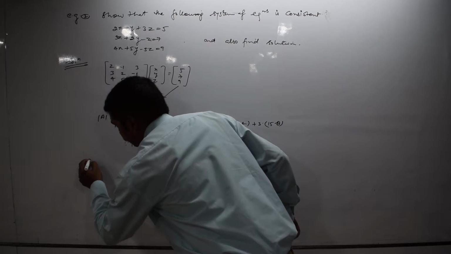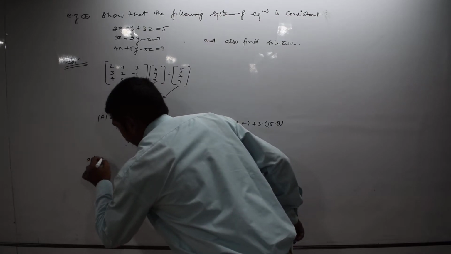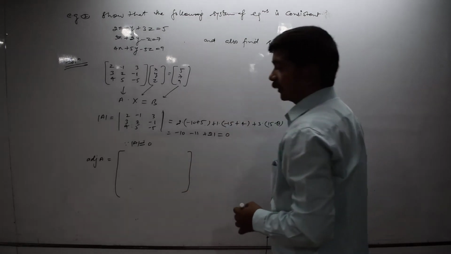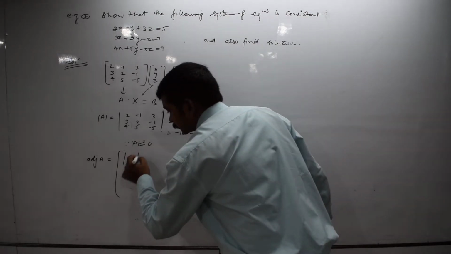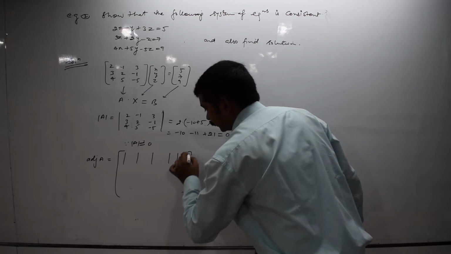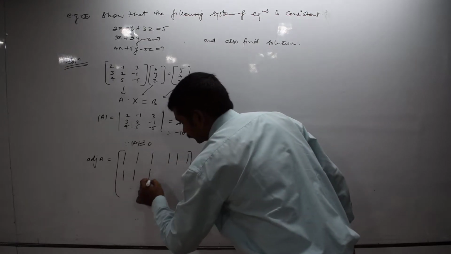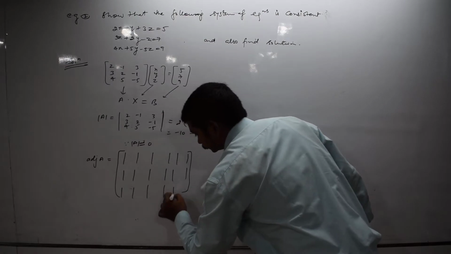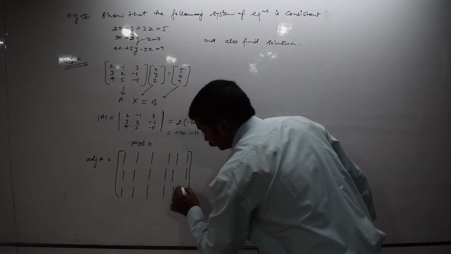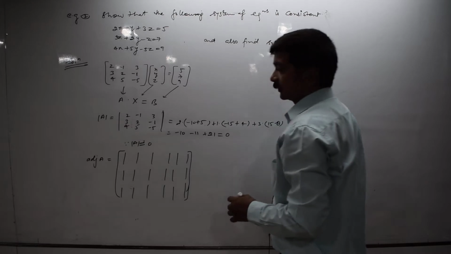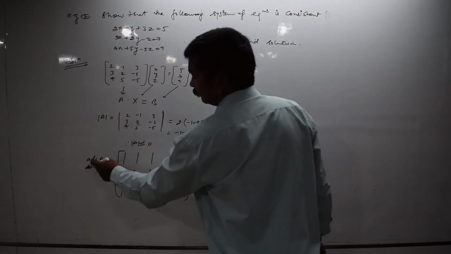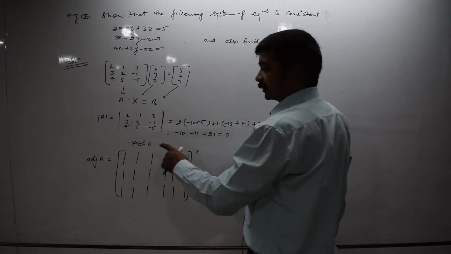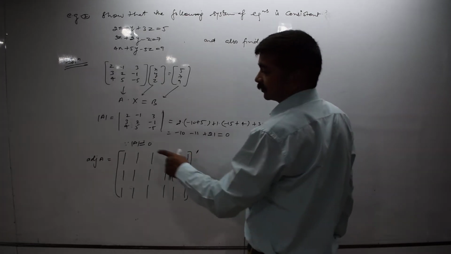Now find adjoint A. We know that the adjoint of A is the transpose of the cofactor matrix of A. We find this by the short method, which was explained in the previous lesson. Now we take adjoint A as an example. So this is the transpose of the cofactor matrix of A.